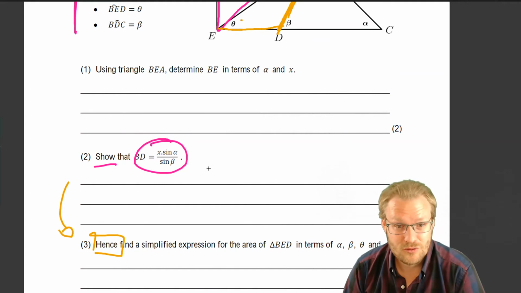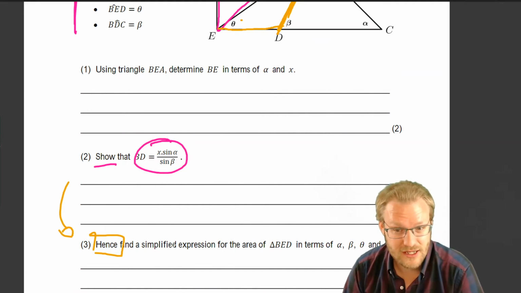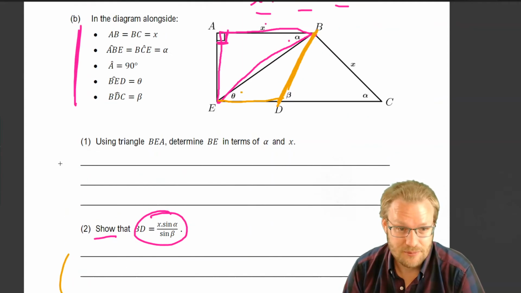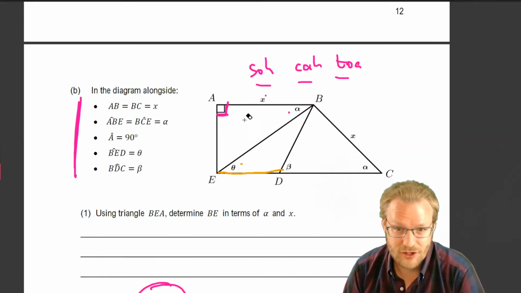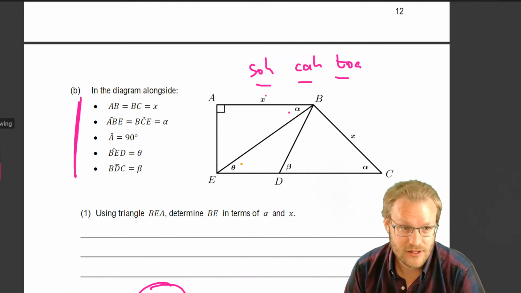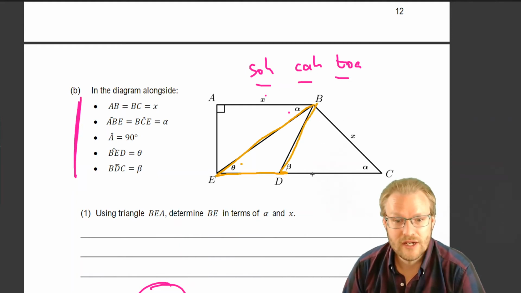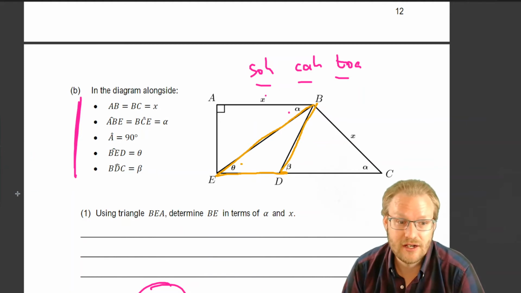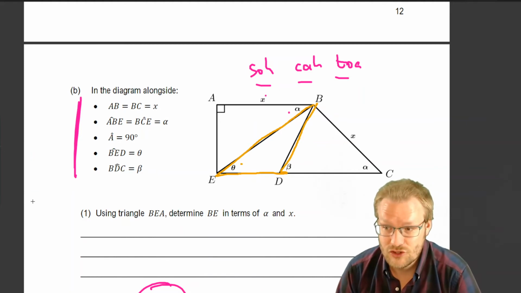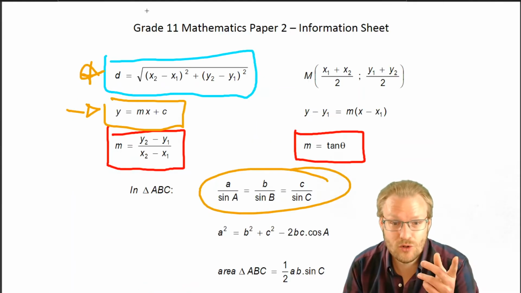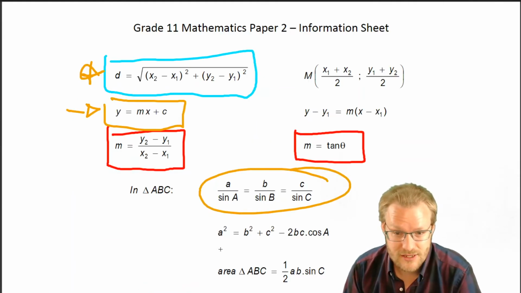Okay, now once we've got that, we're going to use this in the next question. Find the area of BED. So this is definitely going to be a more involved question coming our way. So we've got BED. Now in BED, we need to find the area. How do you find the area of any triangle? Well, either half base times height, or we've got this area rule.